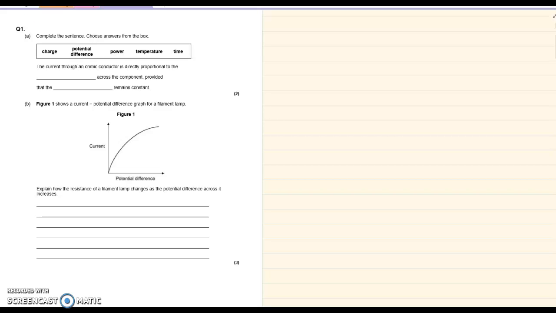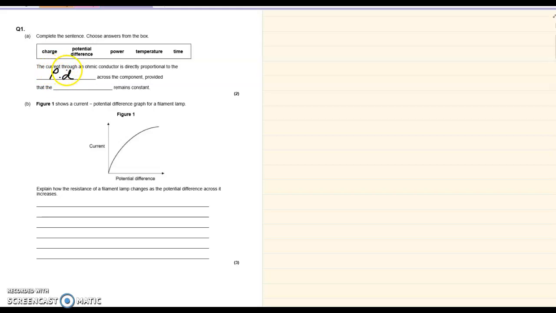Okay, your assessment was based on some of these questions. I'm going to go through a few of them now. Looking at this first paragraph here, we've got some words from the box to pick from. It says the current through an ohmic conductor is directly proportional to the something, and here's our word across the component. So that gives me a clue that this word here is potential difference.